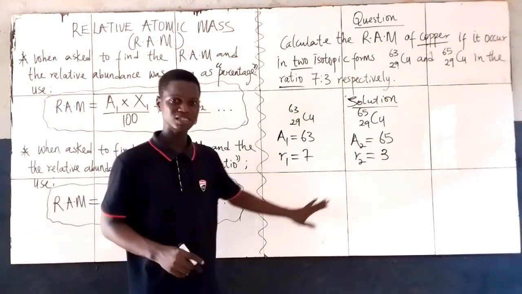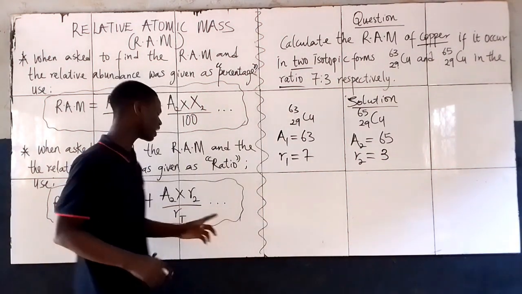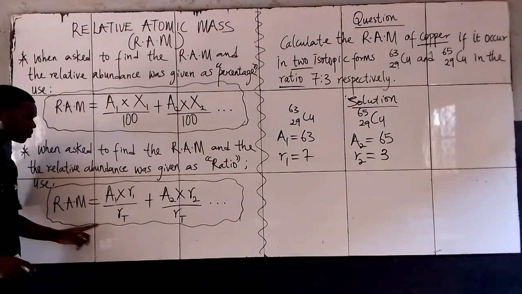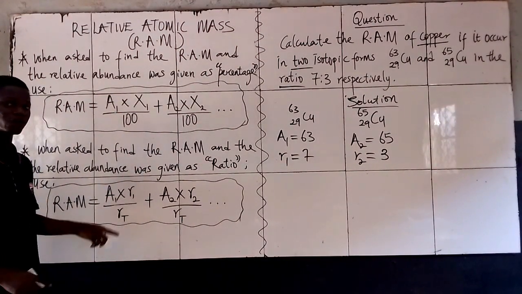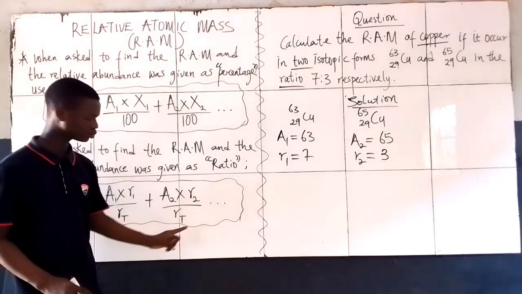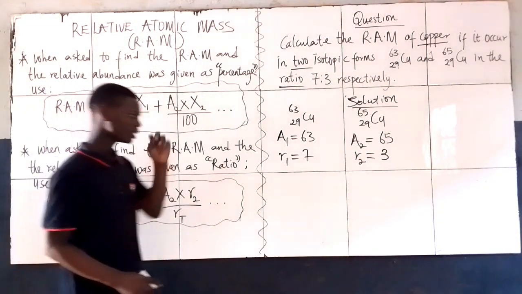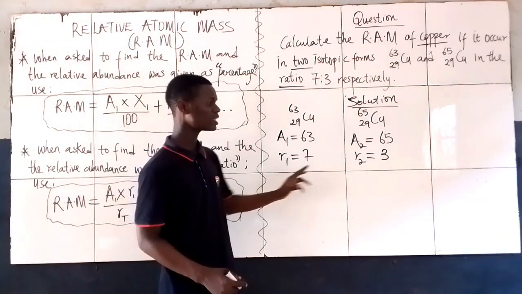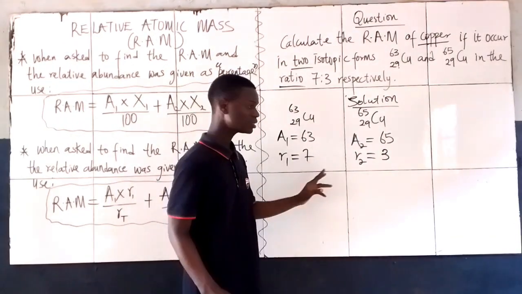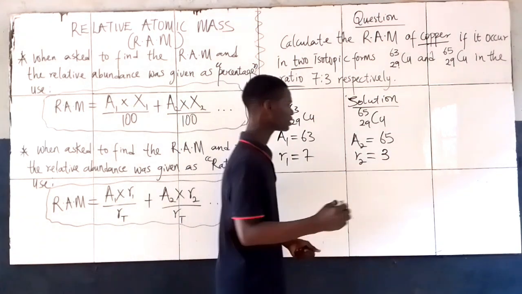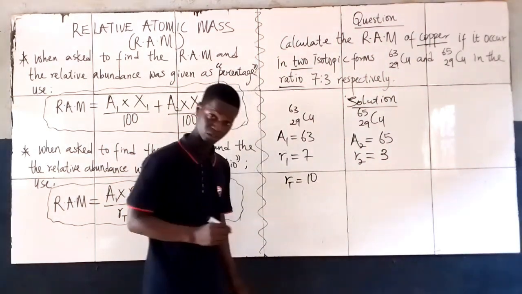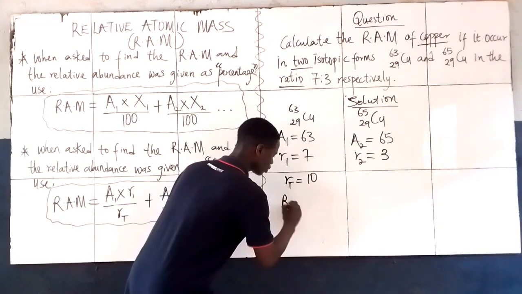Once you have got to this stage, you have to know the correct formula to use, the one that has to do with ratio. Relative atomic mass equals A1 times R1 over R-total plus A2 times R2 over R-total. Now, how do you get your R-total? These are the two ratios. Sum them up: 7 plus 3. R-total is now 10, is it not? So we can now calculate the R.A.M.